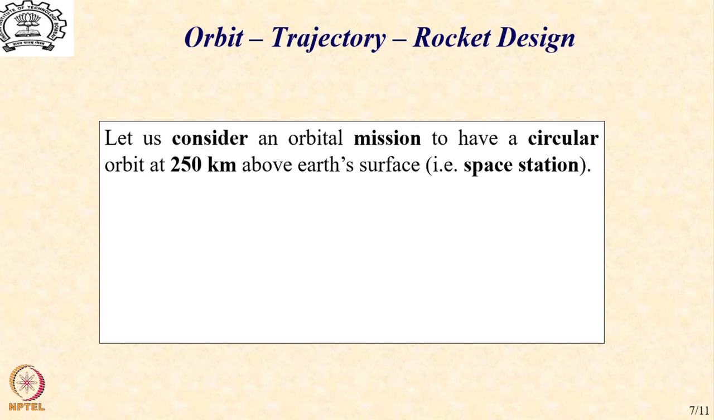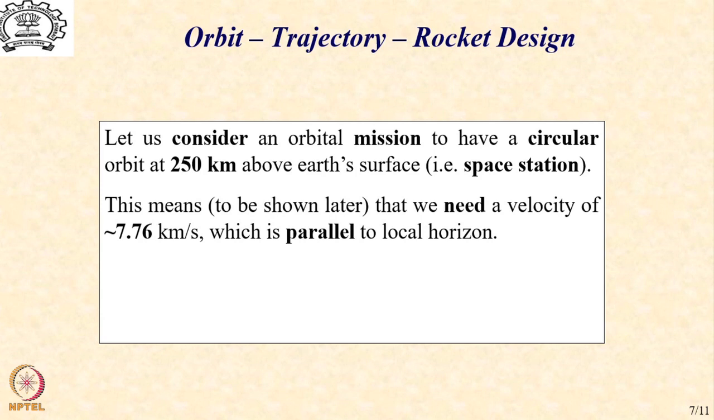Let me demonstrate this idea through a simple strategy. So, let us bring in the orbit trajectory rocket design philosophy as follows. Let us consider an orbital mission which requires that a spacecraft is put in a circular orbit at 250 km altitude above the surface of the Earth. For example, this could typically be a space station mission which is orbiting in a circular orbit roughly around this altitude. So, any other mission which is going to space station will have this objective.